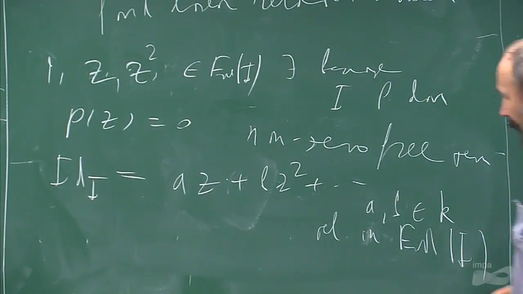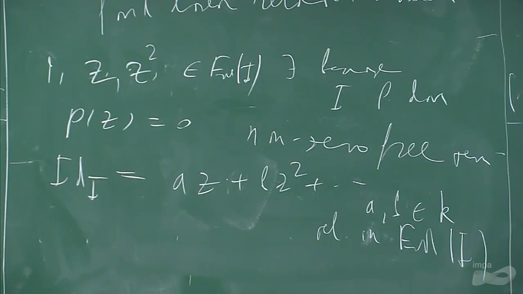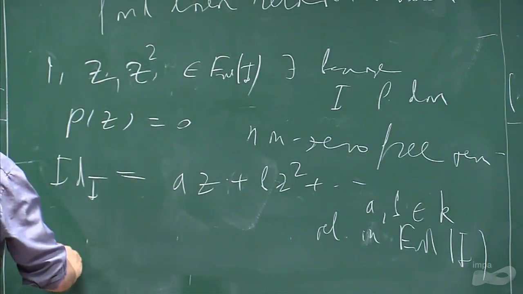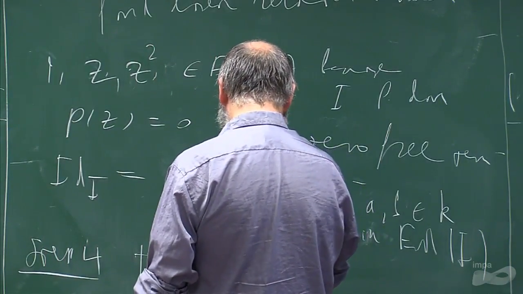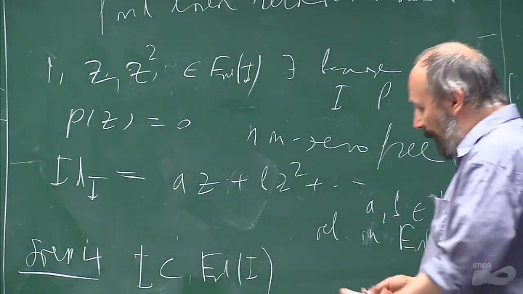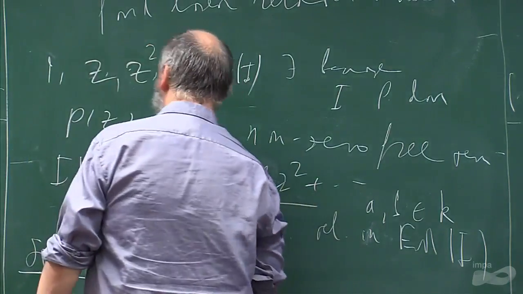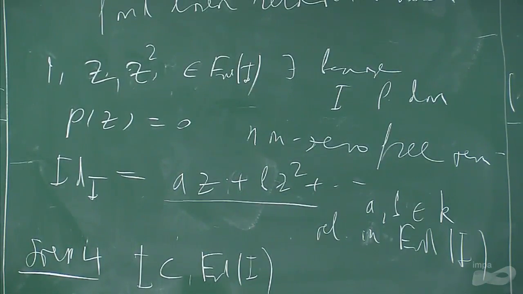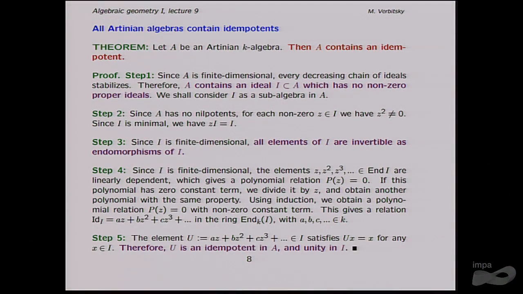Okay, but now we realize that for each non-zero element, z acts invertibly on I. This means that, step 4, I is embedded into endomorphisms of I. So every relation which you can have in endomorphisms holds true in I. And then this guy, a z plus b z squared plus and so on, belongs to endomorphisms of I. Let's call it U.